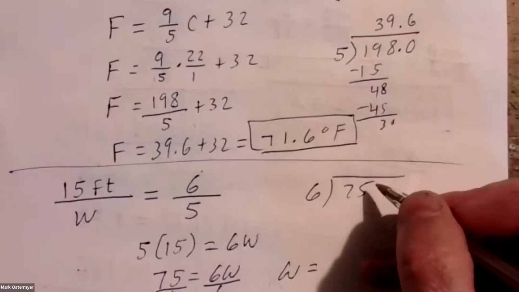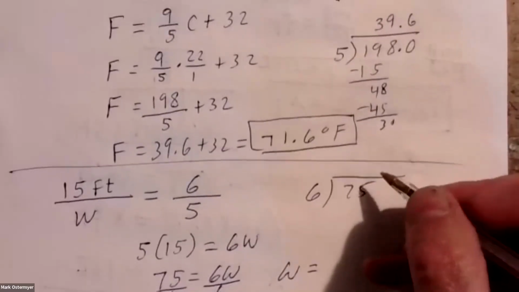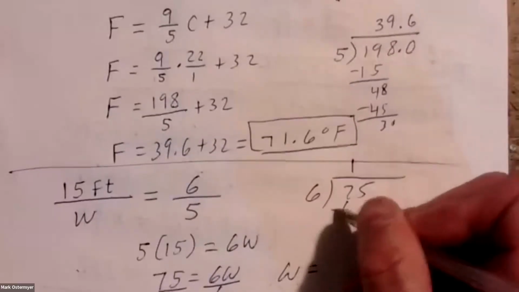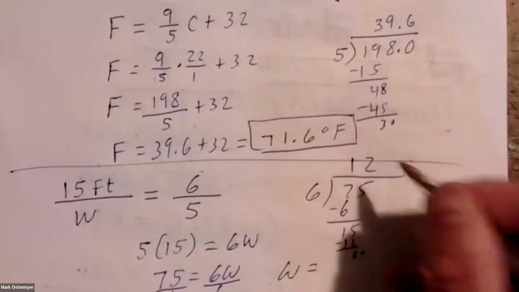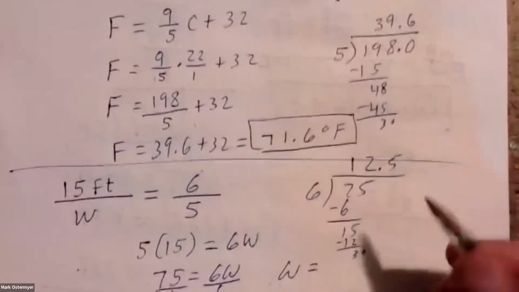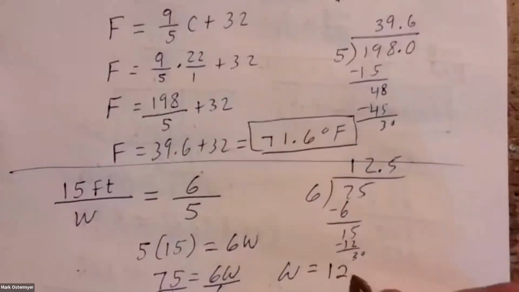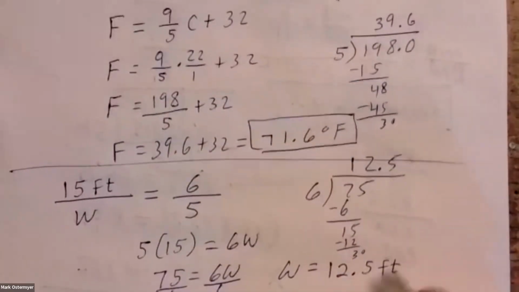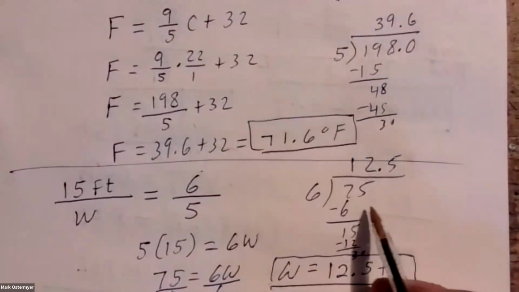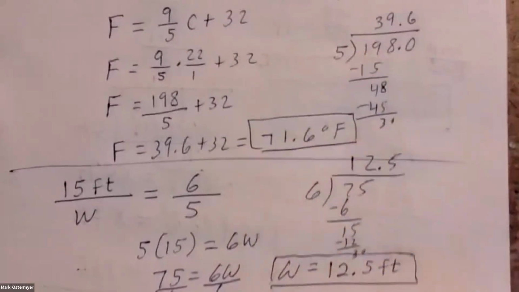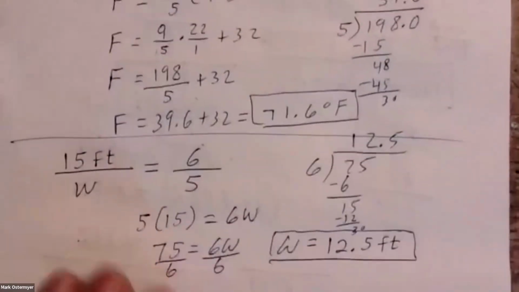Well, 6 times 12 is 72, leaving a remainder, so 0.5: 12 and a half. 12 and a half feet is your width. 6 divides into 75 twelve and a half times, okay? That's how wide it is. So the width is 12.5 feet.